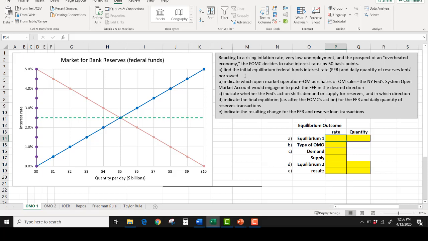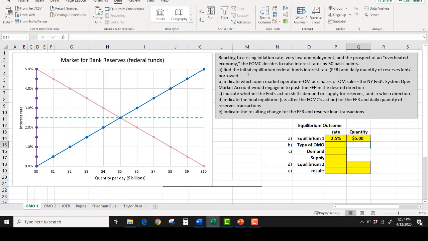So it says find the initial equilibrium federal funds interest rate, FFR, and daily quantity of reserves lent/borrowed. Well, that's going to be at this intersection of supply and demand right here, so we can follow this green dotted line over to the interest rate axis, and all the responses are going to be in 50 basis point or 1/2 percentage point intervals. It's between 2 and 3, so that's going to be 2.5%. So we'll type that in for the equilibrium rate, and then the quantity will follow down here at the equilibrium. We see that's 5 billion, so we'll just enter 5 there.